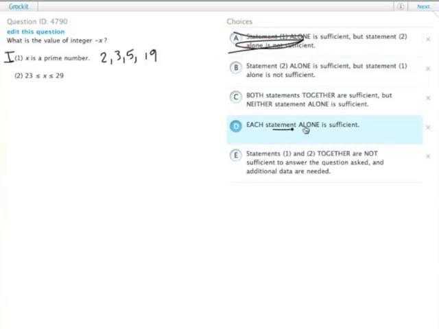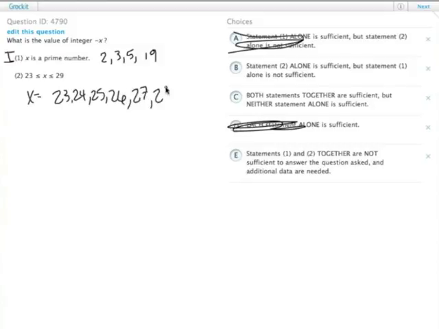We can cross off A and D. Statement 2 tells us that x is between 23 and 29 inclusive. So this tells us that x equals 23, 24, 25, 26, 27, 28, or 29.